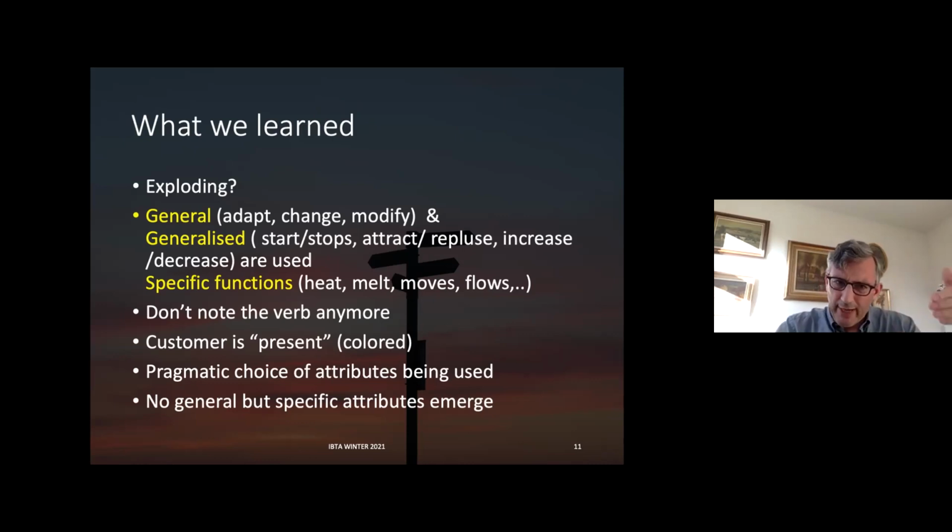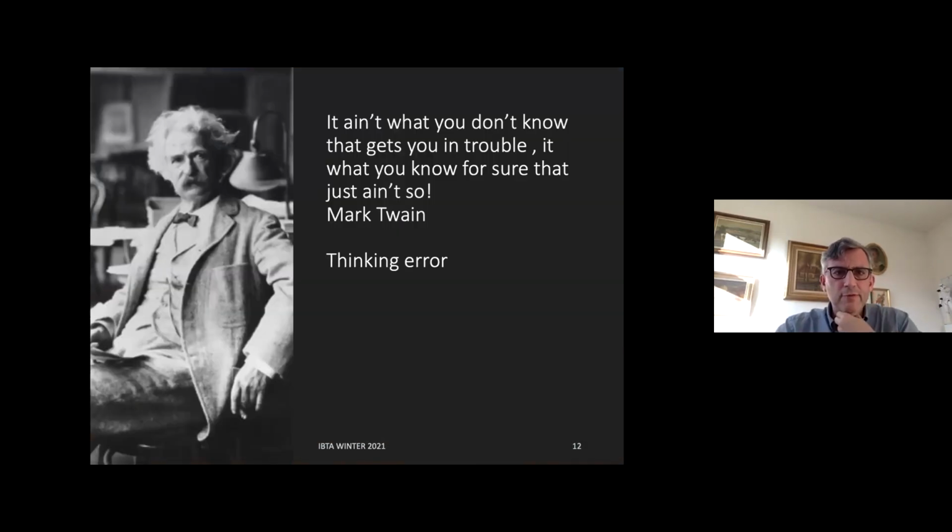But we started coloring the customers because we wanted to see what the difference is. And we had to make some pragmatic choices of attributes because it's a bit fluffy, in that you don't know whether you have them all or not. We also learned not to use general attributes, but specific attributes. And from this, we found out that, like Mark Twain says, it's not what you don't know that gets you in trouble, it's what you know for sure that just ain't so.